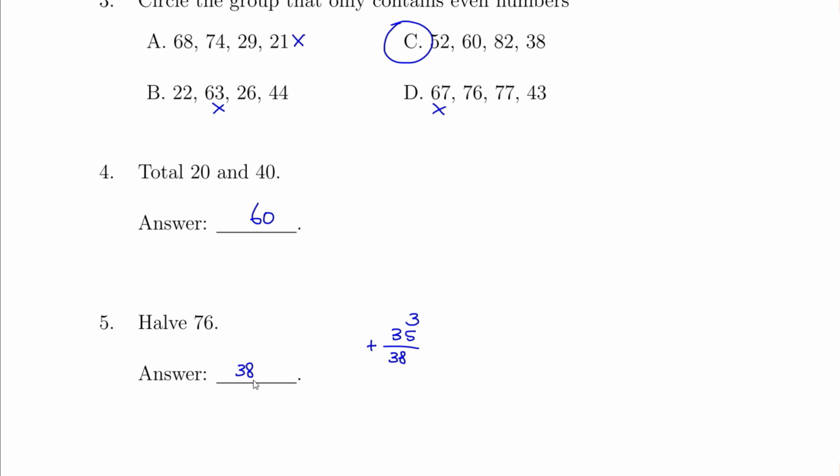Or if you want to do the bus stop method, this sign looks a little bit like a bus stop. 76 divided by 2. The first number you have is 7, 7 divided by 2, you get 3. But then 3 times 2 is only 6. So you have a remainder. Remainder is 1. So if you put together 1 and 6, it's 16. 16 divided by 2 is exactly 8. So you get the same answer, it's 38. So both methods work. It's up to you which one you want to do for your work.